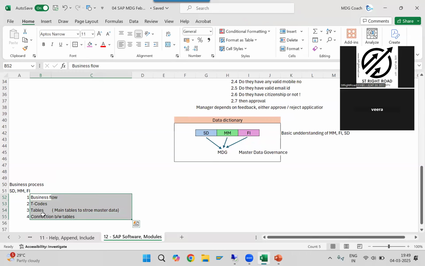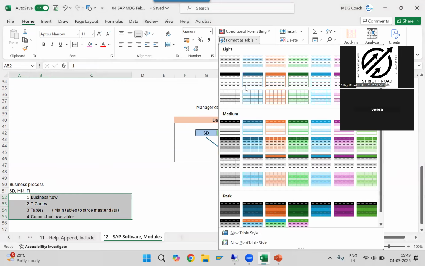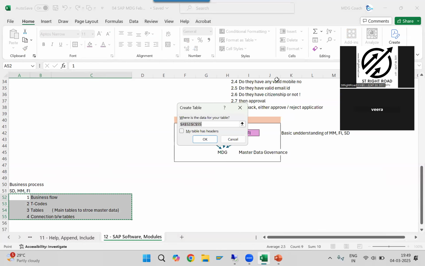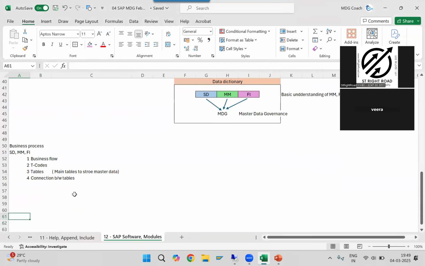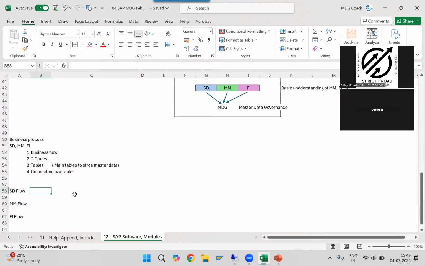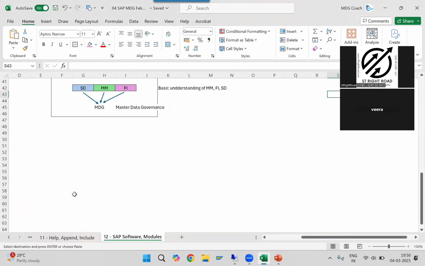Now we try to understand the flow: what is the SD flow, what is the MM flow, what is the FI flow. First is the SD flow, then the MM flow, then the FI flow. Coming to SD, sales and distribution, we try to understand how this is happening. We'll see it now in the system.